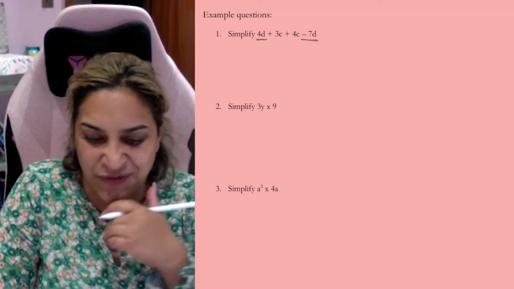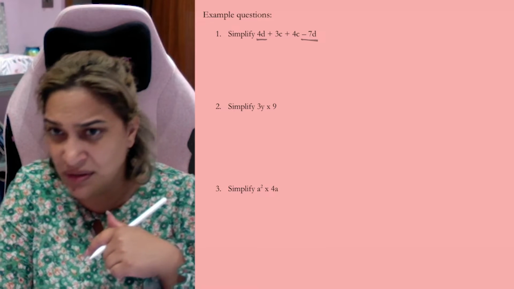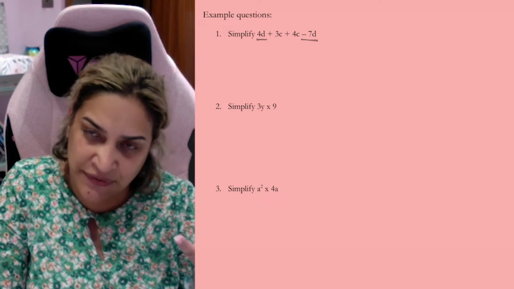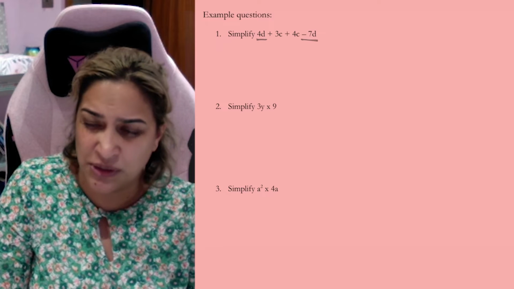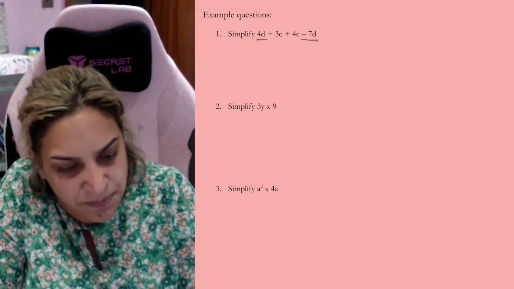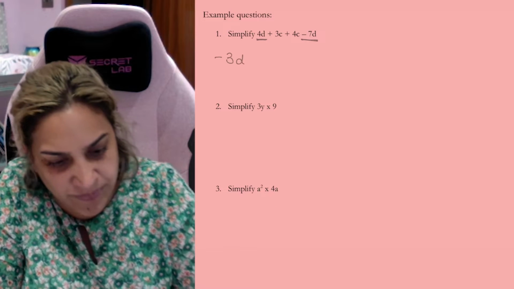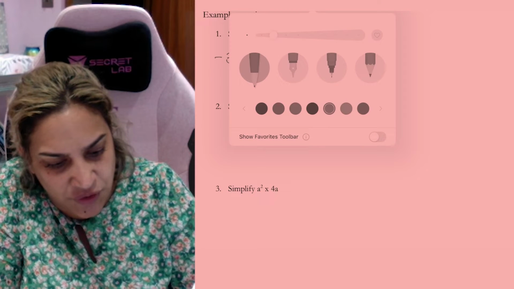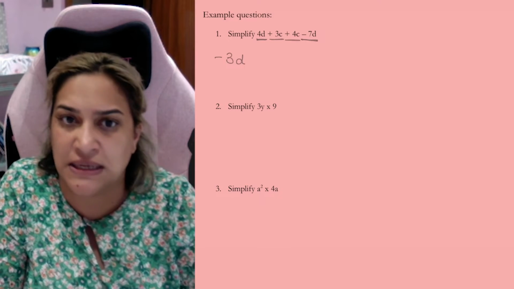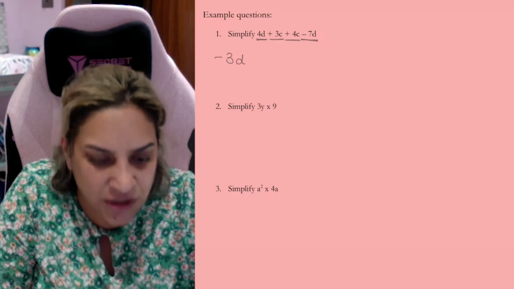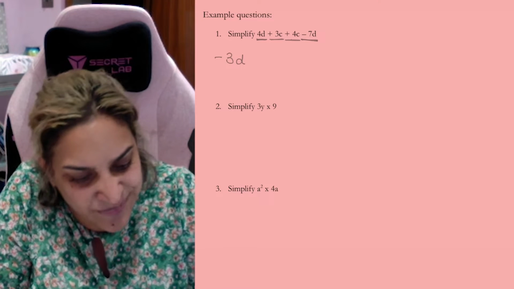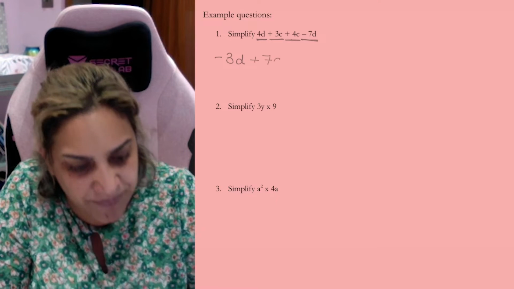So in this case, the 4 belongs to that D, and the minus 7 is also a D. So we think, okay, 4 take away 7, so we're thinking about negative numbers. 4 take away 4 gives us back to 0. Then we've got 5, 6, 7, 3 more, so it's minus 3D. And then you've got 3C plus 4C. That's easy. You take what's in front, they're both pluses. 4 plus 3 is 7. So plus 7C.